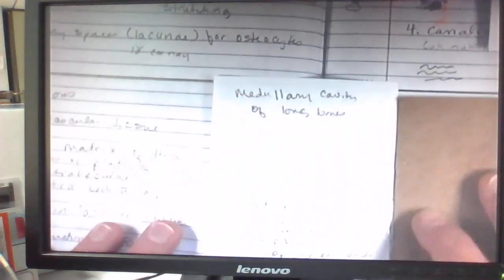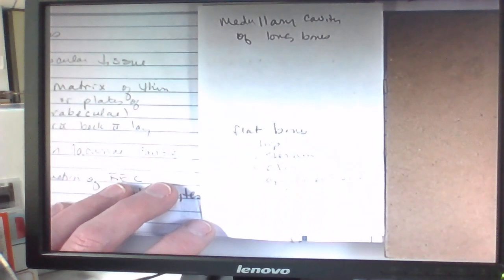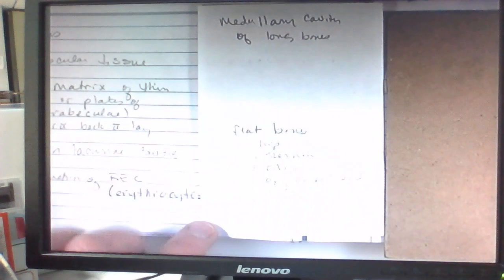All right, so on this side right here, on the back of the picture, spongy bone is found in the medullary cavity of the long bones. Spongy bone is also found in the flat bones, like the hip, the sternum, the ribs, and the epiphyseal ends of long bones.